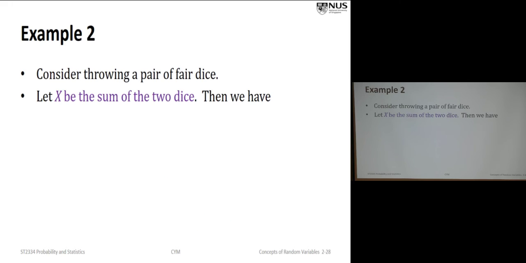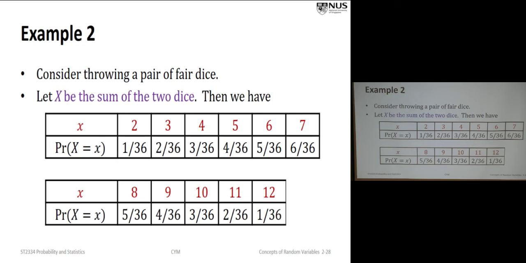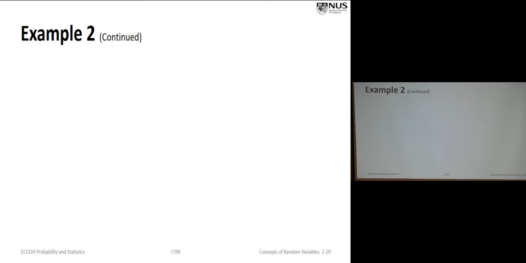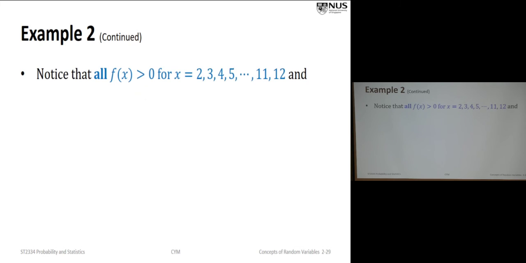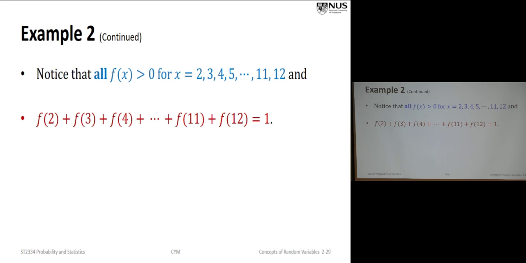Okay, here's another example. So again, throw a pair of fair dice. Let's look at the sum. So here is the probability function. Each x value corresponds to it, we also have the probabilities. All right. So these are the xi, and this is the f of xi. All right, so check. Every one is bigger or equal to 0. And the sum of all this equal to 1. So in other words, the probability distribution is well defined.